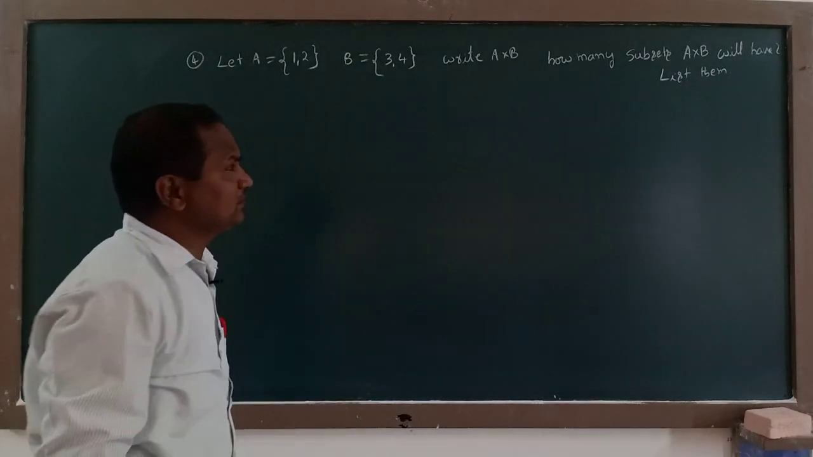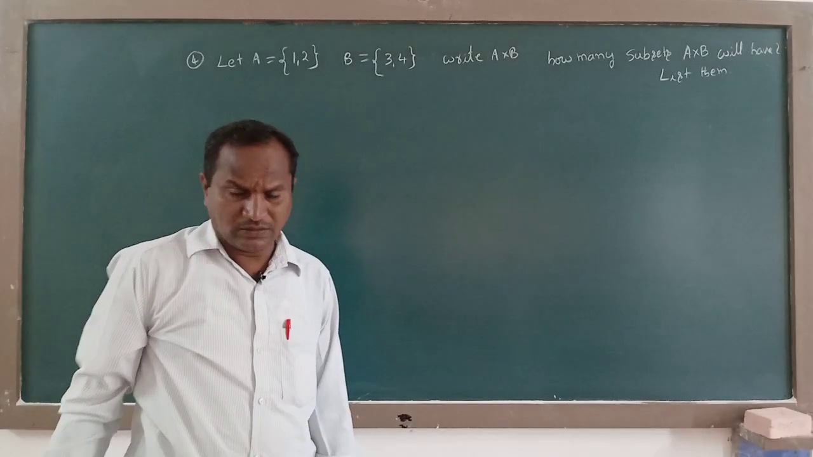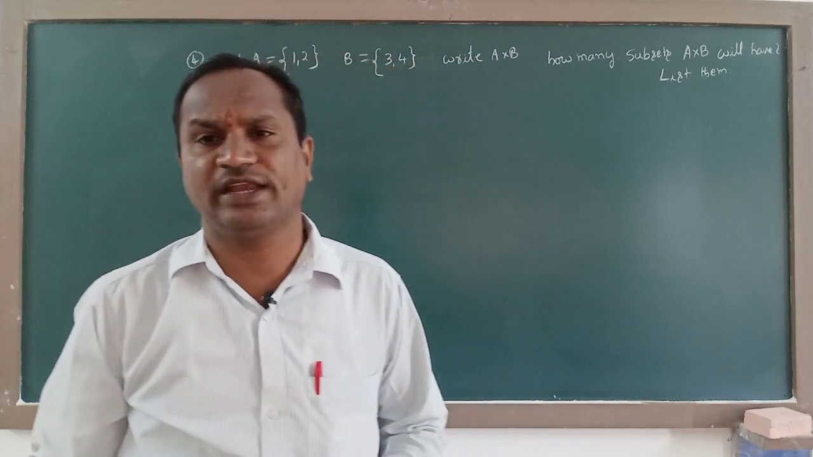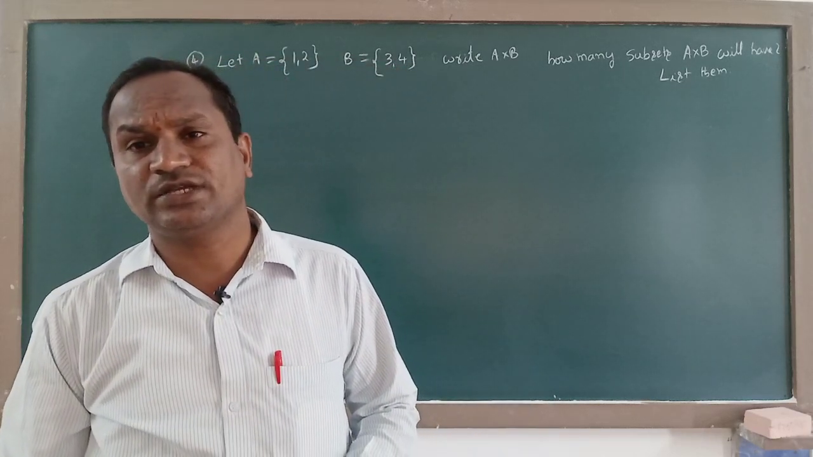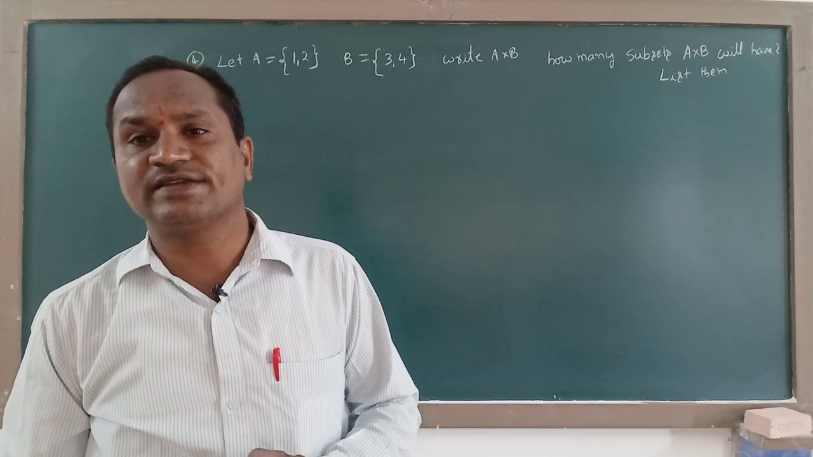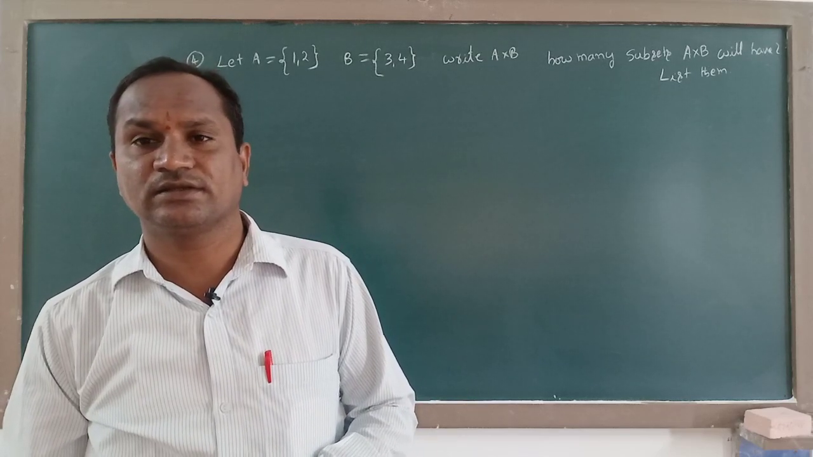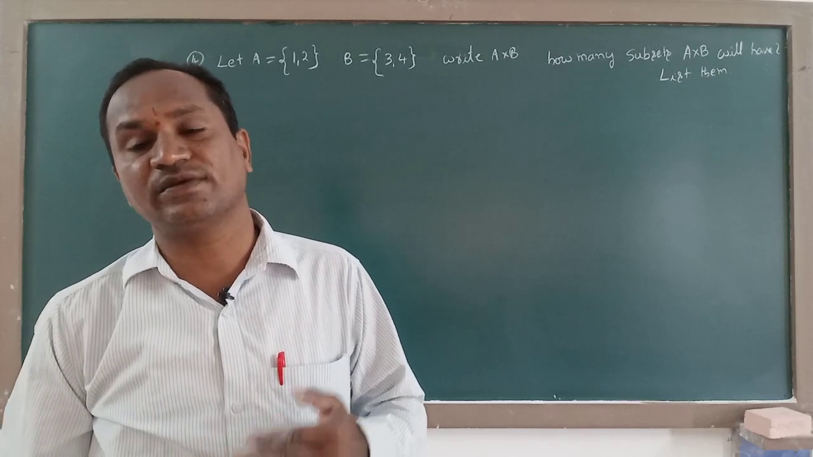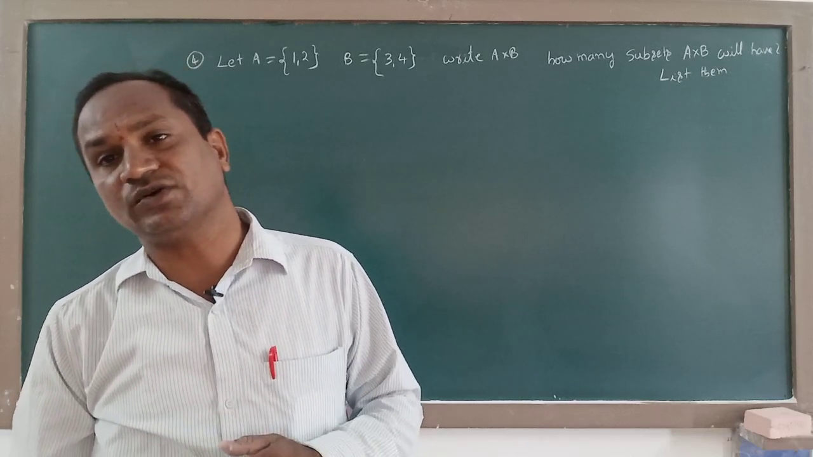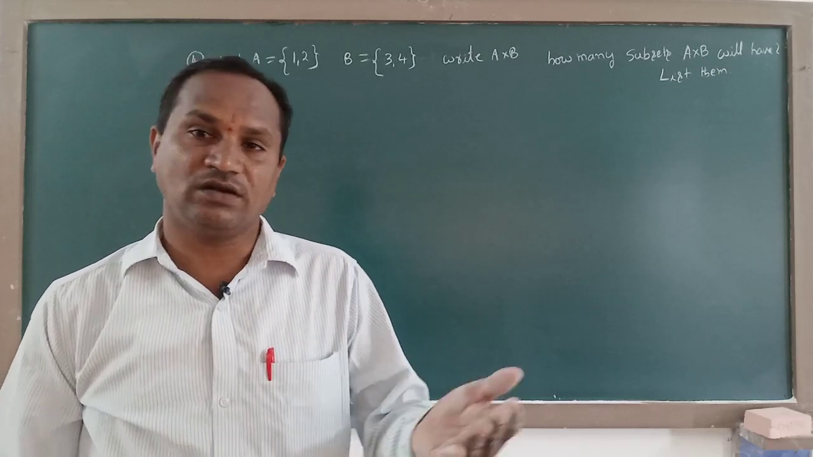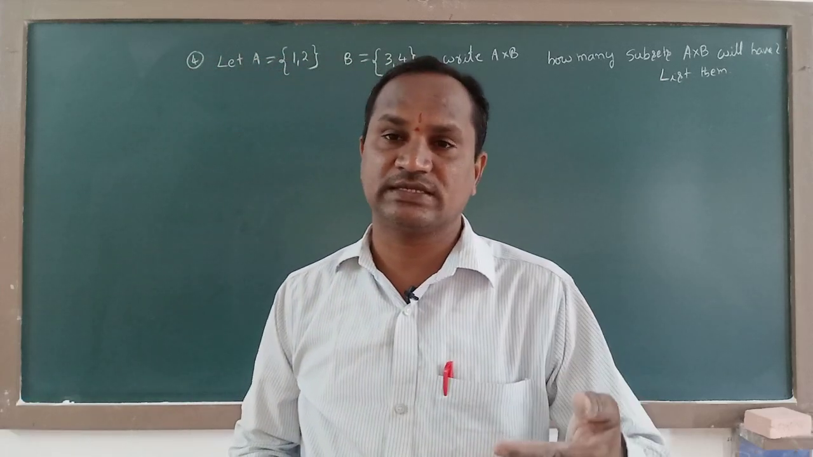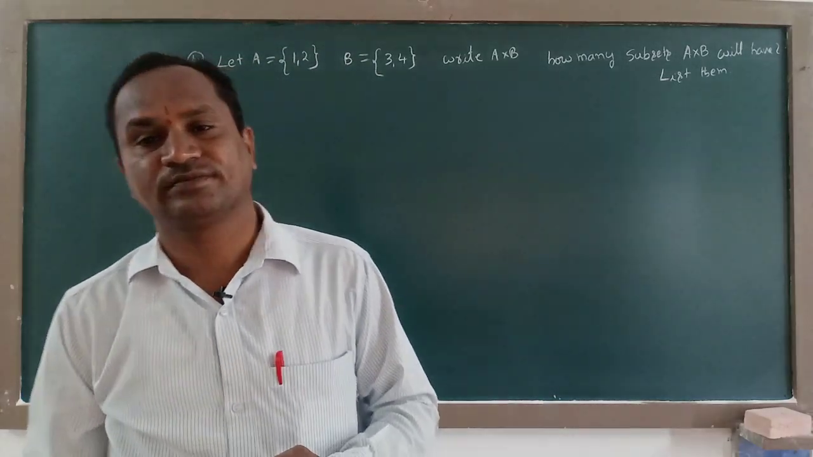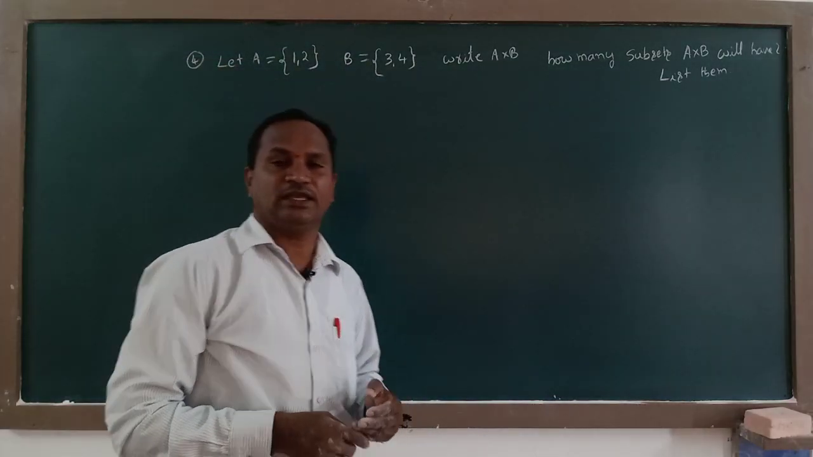Actually here they are asking 3 questions. First one is A cross B; we have to find the Cartesian product of A and B. Second question, how many elements are there in A cross B? Third question, what are the subsets and how many subsets? At the same time, in the third question, list them out. What are the elements of S1, S2, S3, S4? We have to find all the elements. First we have to find A cross B.